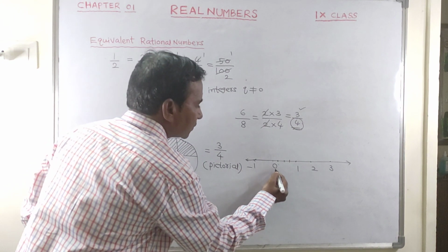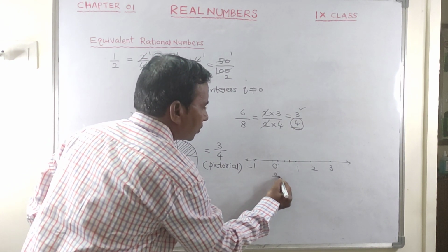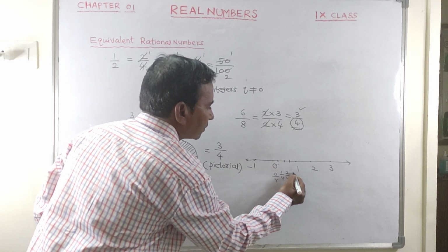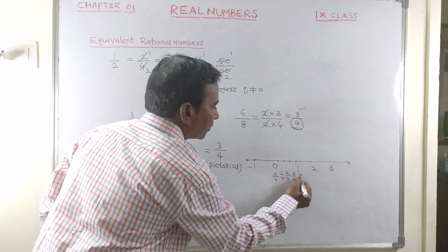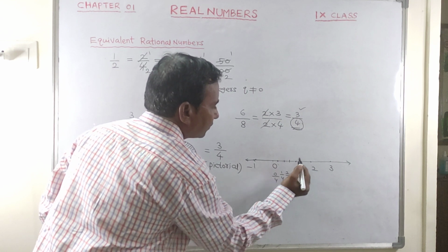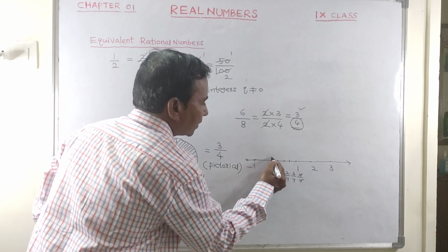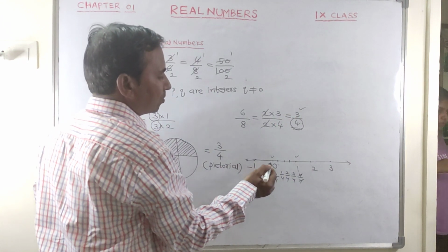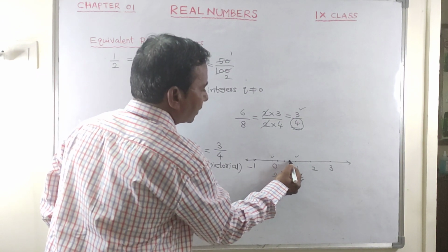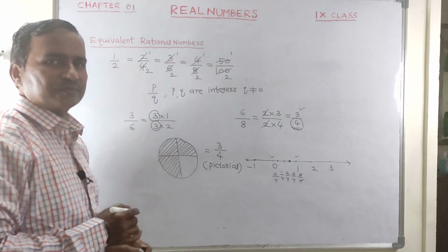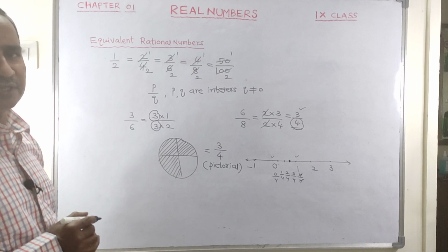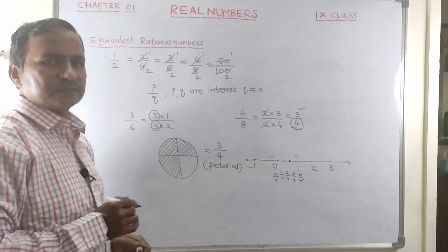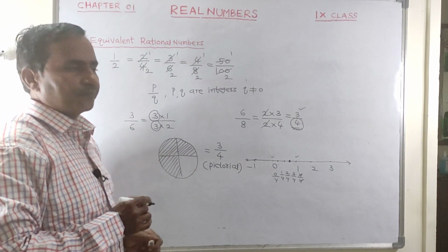Means this you can represent like 0 by 4, 1 by 4, 2 by 4, 3 by 4, 4 by 4. 4 by 4 is nothing but 1. 0 by 4 is nothing but 0. So as we have to represent 3 by 4 here on the number line, we will get the point here for 3 by 4. So 3 by 4 representation will be on the number line like this. So this is the formation of the number line. Clear?